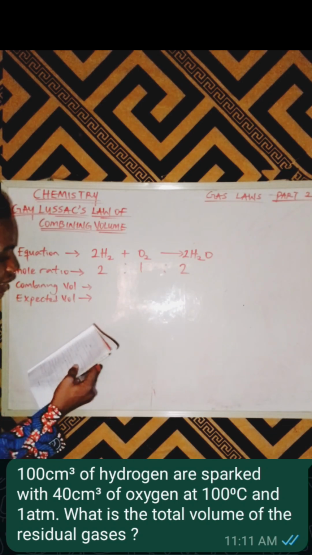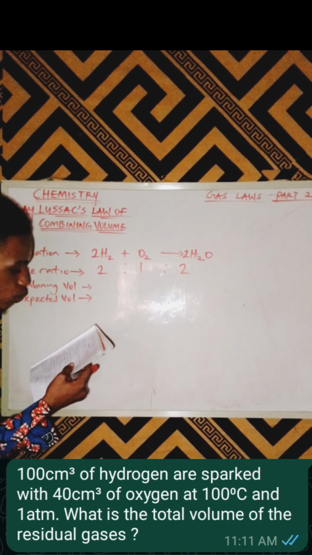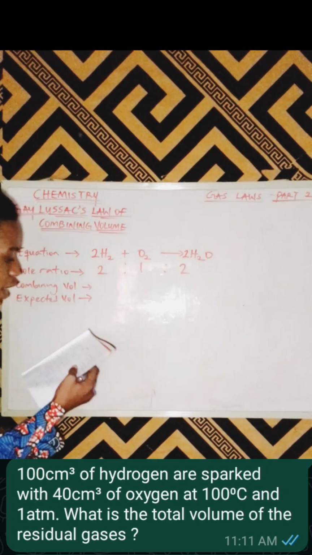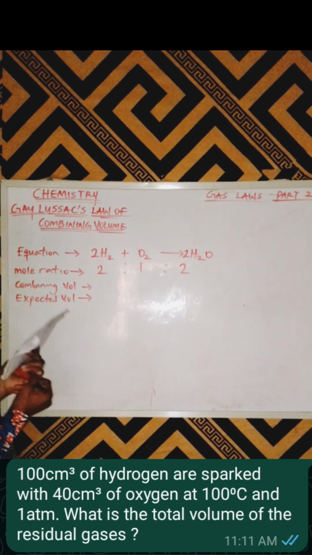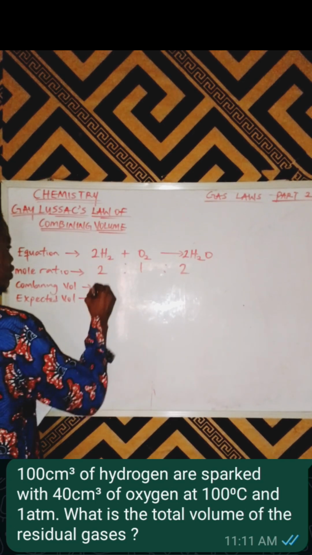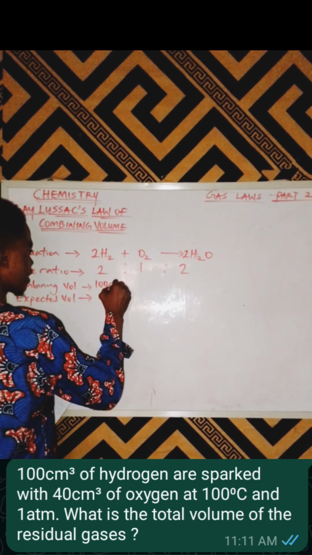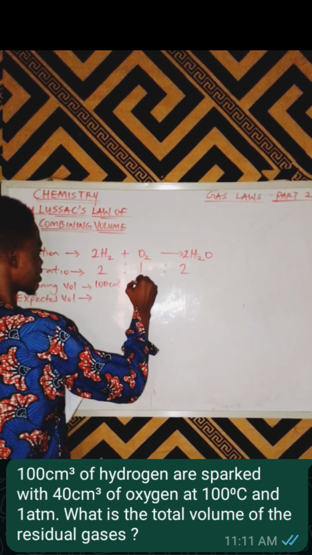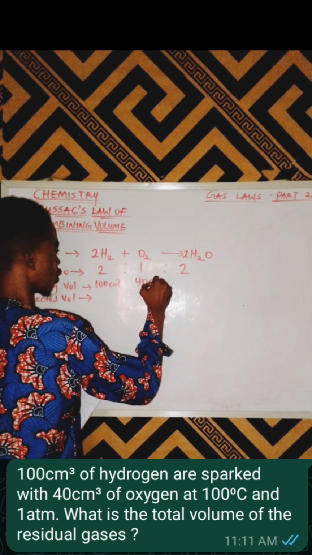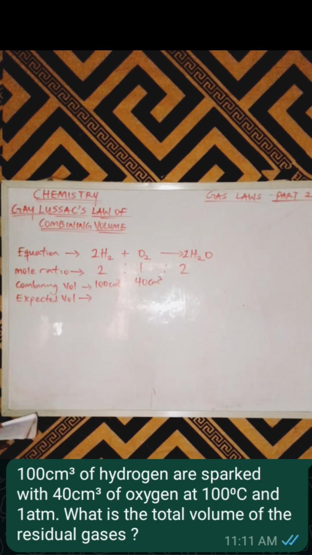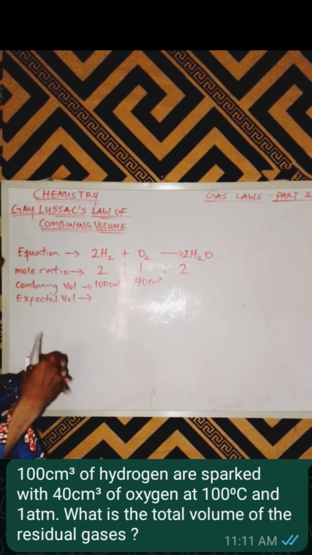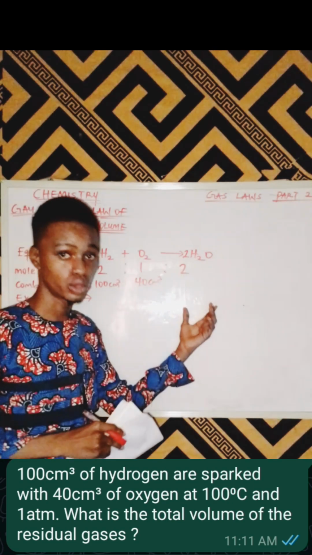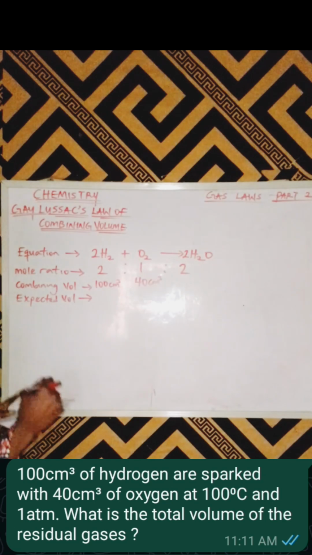They said that 100 centimeter cube of hydrogen is packed with 40 centimeter cube of oxygen, and they asked us to find the volume of the residual gas. To find the volume of the residual gas, I have to look for the volume of the product formed. You understand? So now, listen.